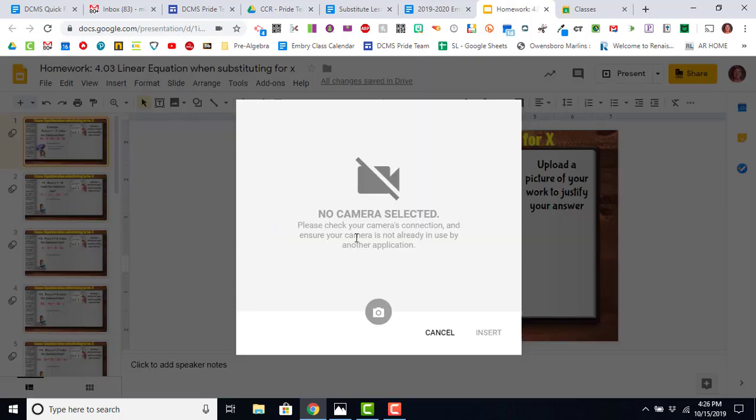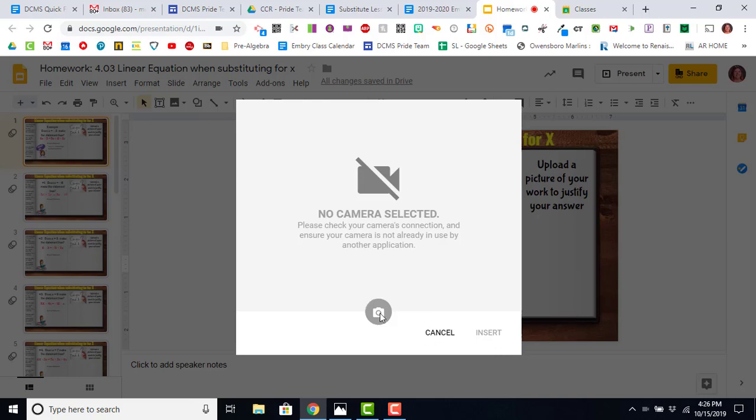Now, mine does not allow me to select a camera. I think I have it in use probably by this application. But anyway, I can't do mine. But you would click on camera, and you would then take a picture of your white board working. So we're not taking any silly pictures. We're not taking any crazy selfies. We're just going to hold up our white board working in front of the camera, take a picture of the work that we just did, and then click insert.